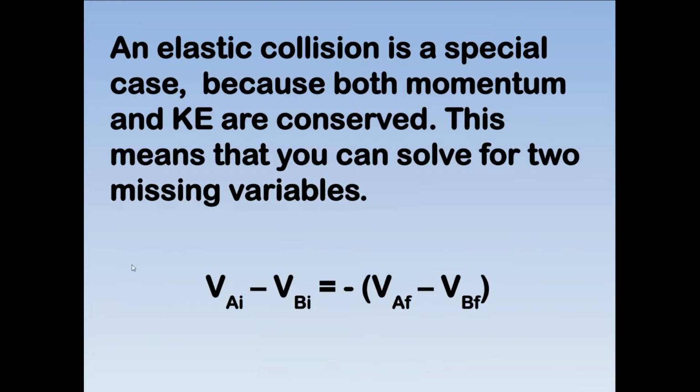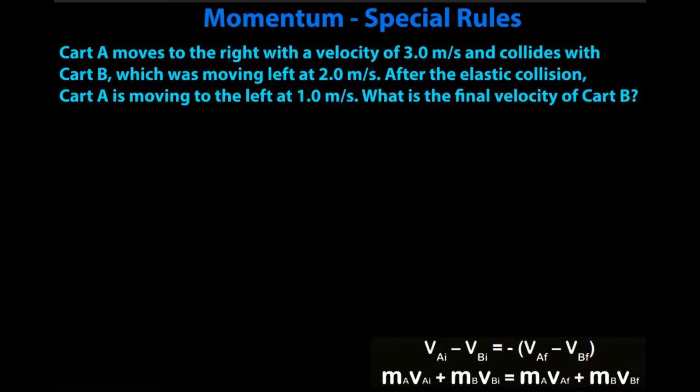Let me show you a quick example of this. Okay, so let's say we have this situation. Car A moves to the right with a velocity of 3 meters a second and collides with car B, which is moving to the left at 2 meters a second. After the elastic collision, car A is moving to the left at 1 meter per second. What is the final velocity of car B?